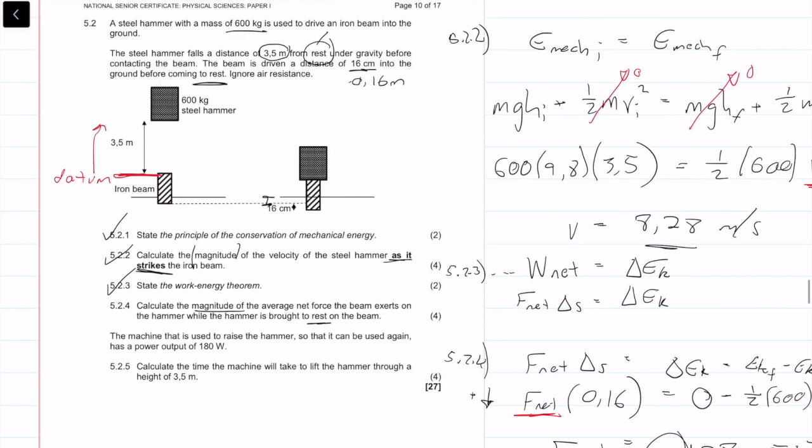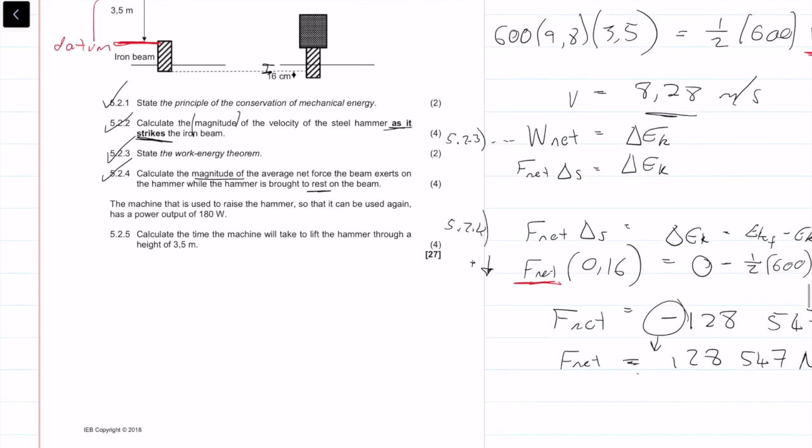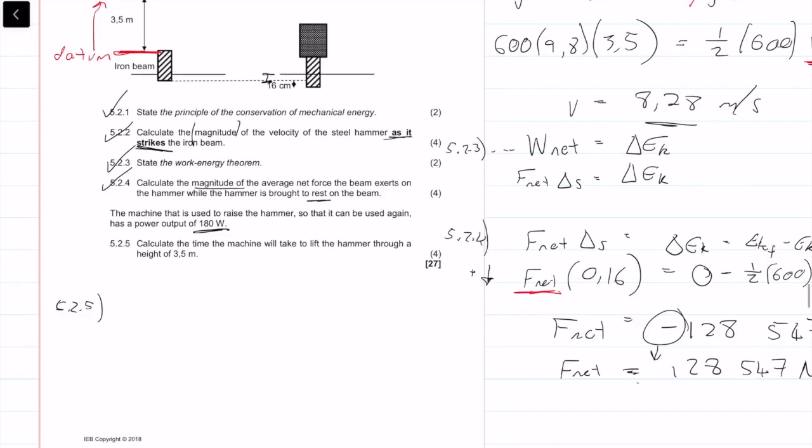Why does that make sense? Because our beam is going downwards, so the net force must act upwards to stop it. Okay. This should be enough space actually. So 5.2.5. The machine that is used to raise the hammer so that it can be used again has a power of 180 watts. Calculate the time the machine will take to lift the hammer through a height. So basically calculate how long it'll take to lift that hammer up.